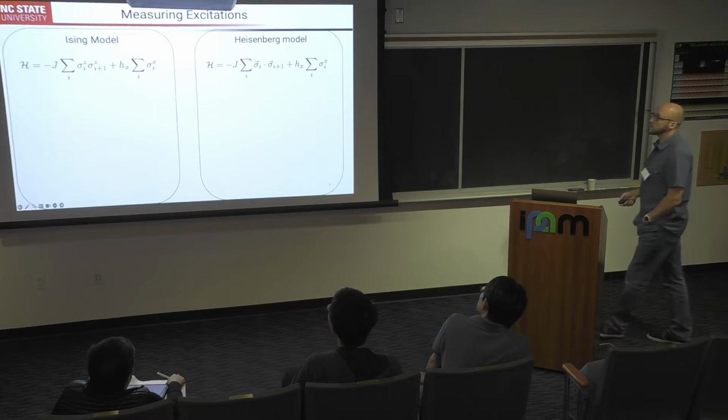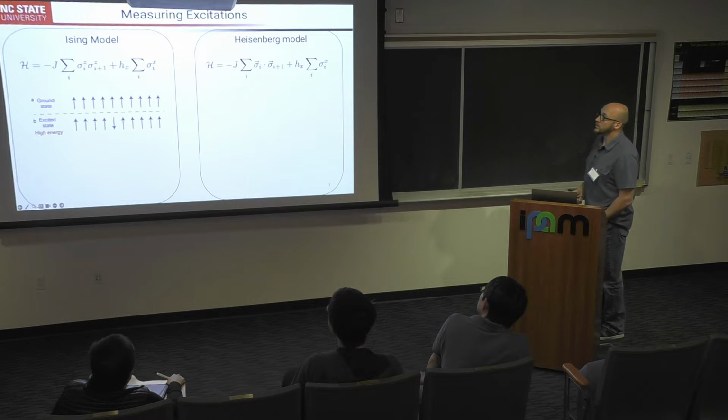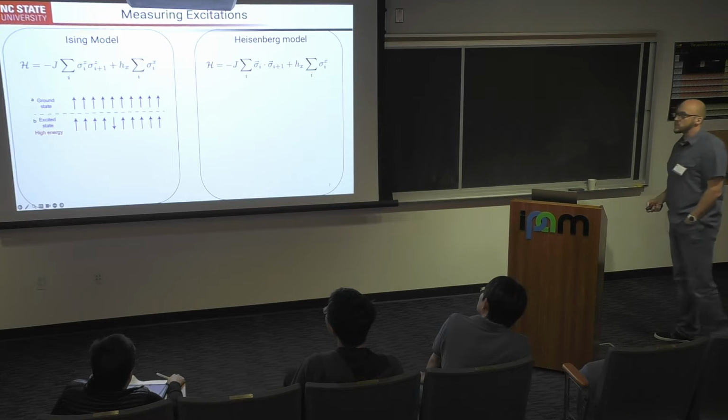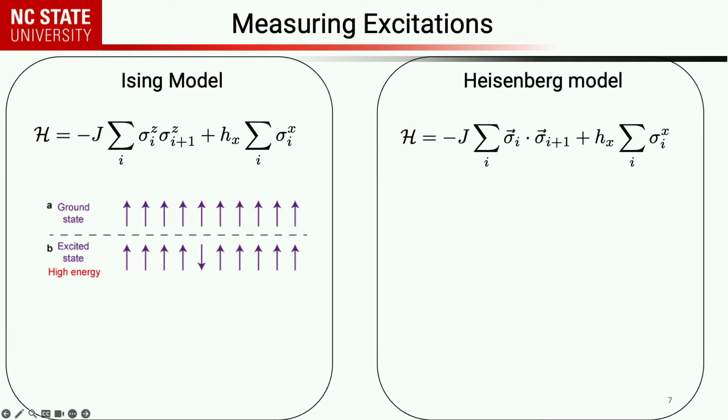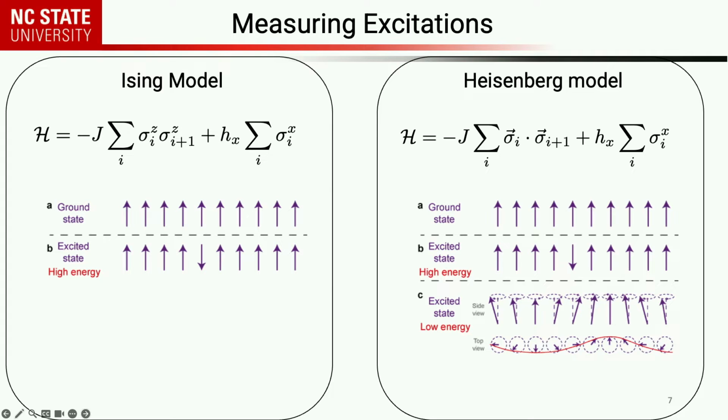OK, so back to these two. The excitations for these two are different. The Ising model really only has one type of excitation. I can flip one of its spins, and this is the lowest energy excitation that I can make. For Heisenberg, you could also do that, but there's a lower energy one, because you don't just have z degrees of freedom, but you have x and y and z. You can make small angle rotations away from strictly vertical, and that is the lowest energy excitation that you can make.